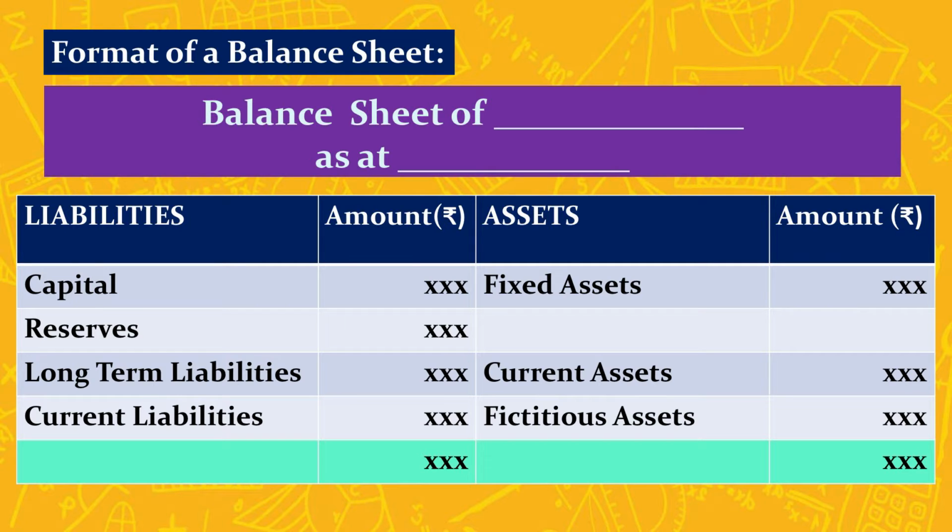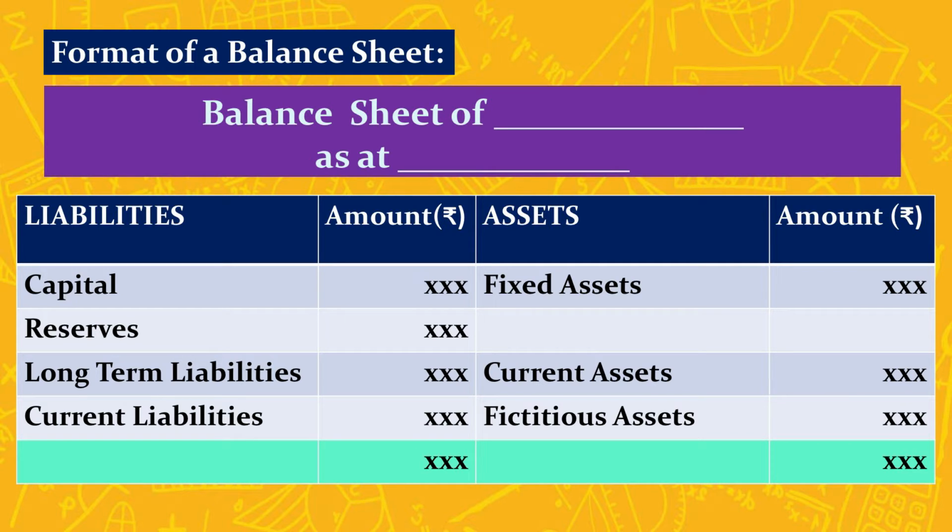Now this is an overall view of the format of a balance sheet. The balance sheet of the firm for which you are preparing the balance sheet, that means the trader, the business for which you are preparing the balance sheet of dash, as at dash, meaning on which date you are preparing the balance sheet. That will usually be at the end of the financial year, the accounting year.